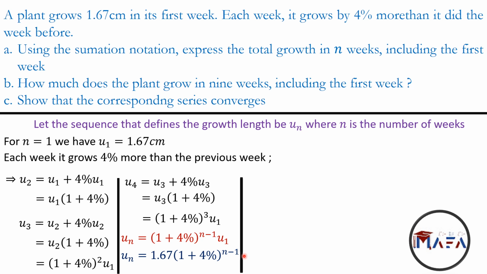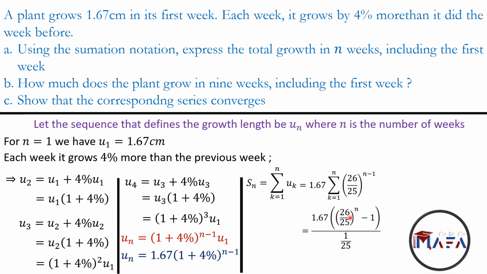Now the first question is asking us to use a summation notation to express the total growth in n weeks including the first week. So it simply means that our Sn is equal to the sum from the first week to the nth week of the kth term. Doing it, we see that this is simply a geometric sequence whose first term, when n is equal to 1, is u1, which is 1.67, and whose common ratio is simply 1 plus 4%, and 1 plus 4% is 26/25. So this Sn is just equal to 1.67, since it's a constant, times the sum of this.